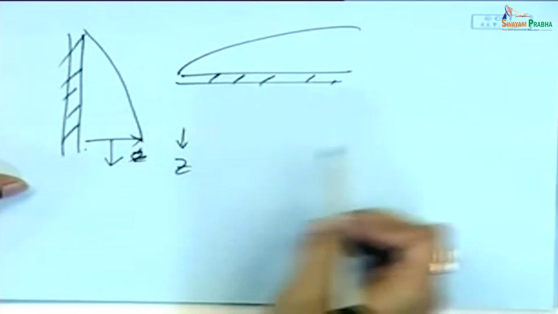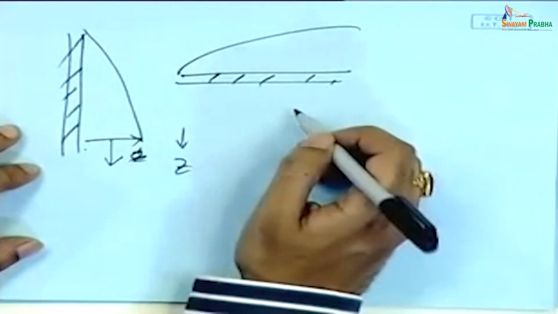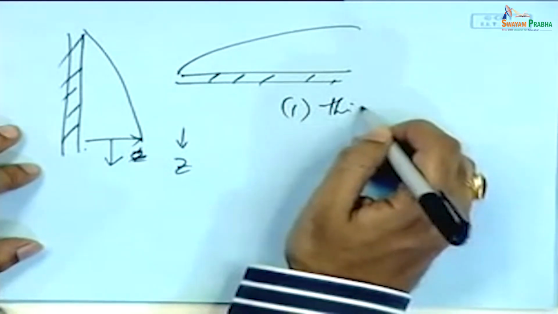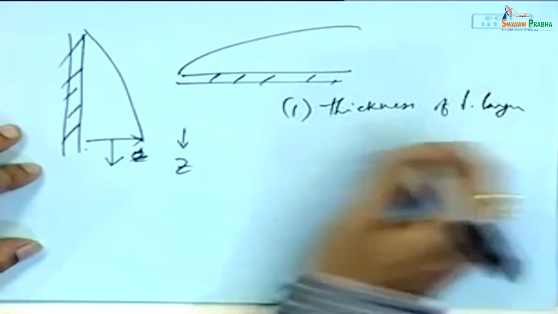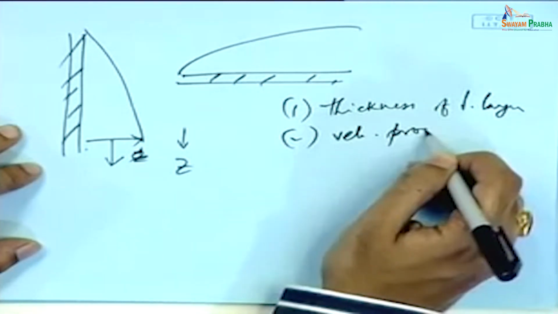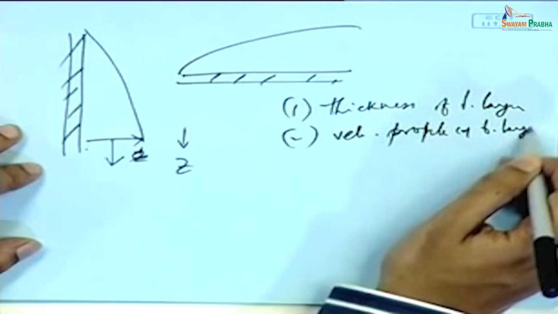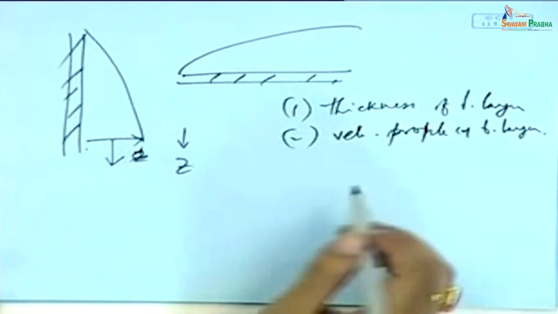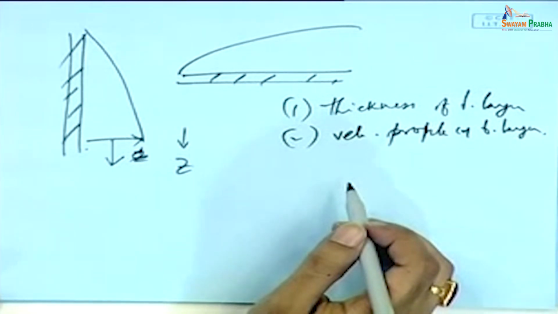Is that okay? So the two things that are different over here are the thickness of the boundary layer and the velocity profile in the boundary layer. And therefore the Sherwood number is slightly different from the flat plate.